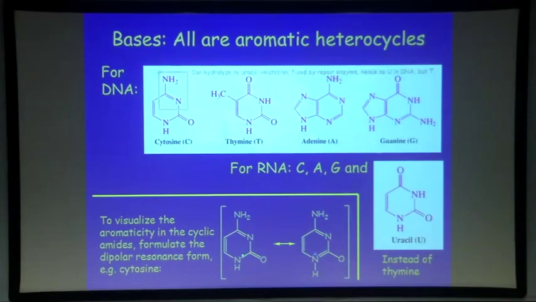The way you can visualize this is by recognizing, and here I picked cytosine, that there's a very strong contribution of the dipolar resonance form to these amide structures, pulling the double bond in here. And then you can see this is basically a pyridine. Well, it's an aza pyridine. So 2 pyridine-like nitrogens. Point being, it's 6 electrons in the cyclic array.